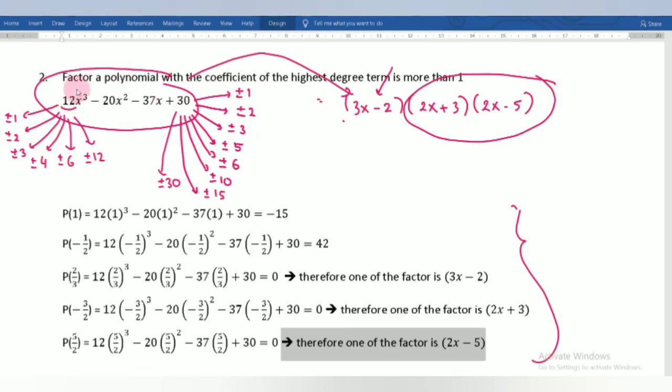We have two cases. The first one, the coefficient of the highest degree is 1, and the second one, the coefficient of the highest degree is more than 1. Be careful.